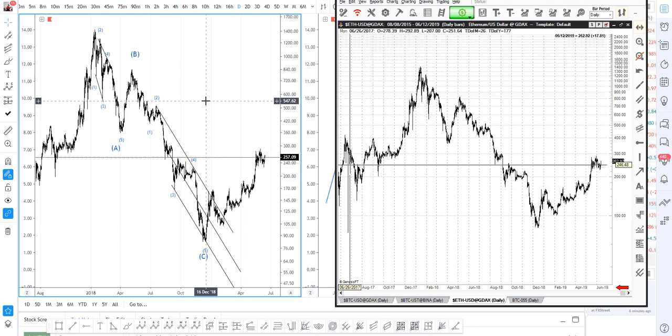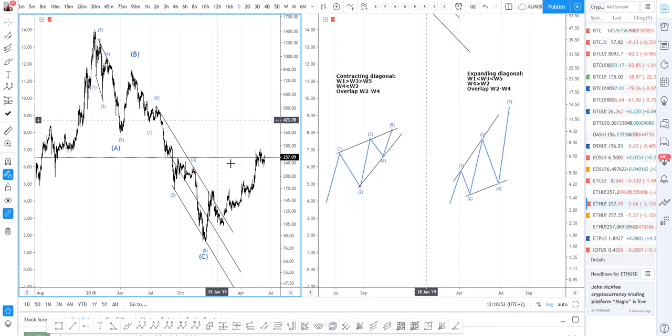I really hope, TradingView, that you're going to fix this ASAP.